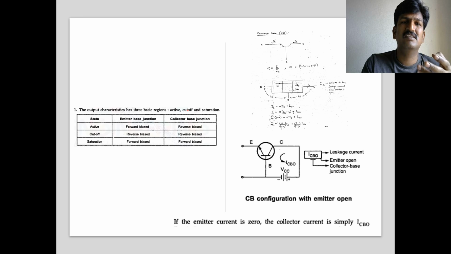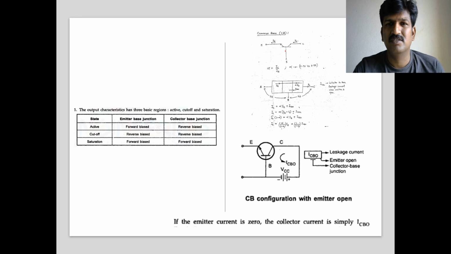Here the output characteristics have three basic regions: active region, cutoff region and saturation region. We already explained. In the active region, the emitter base junction is forward biased and the collector to base junction is reverse biased. In the cutoff region, the emitter base junction is reverse biased and the collector to base junction is also reverse biased. In the saturation region, the emitter base junction is forward biased and the collector base junction is forward biased. Then you can understand the current relations between the collector and emitter.